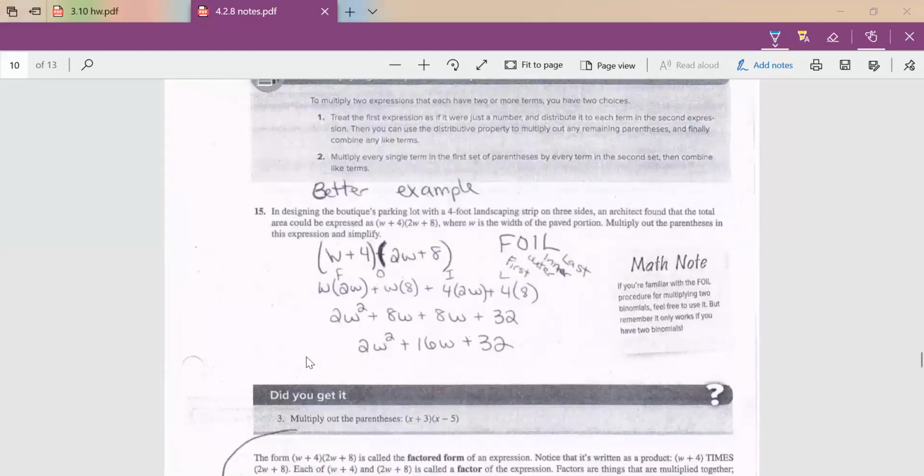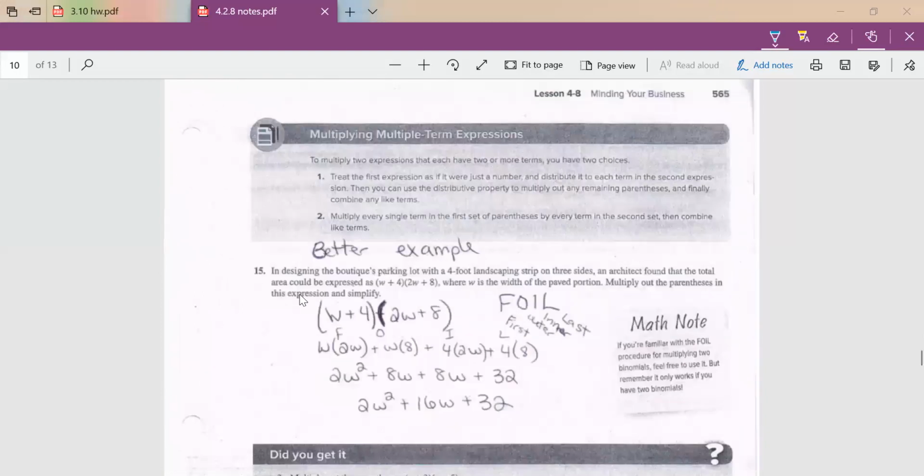Okay, so we're going to come all the way down to page 565, and here are some better examples that we can do. So first thing is, when you're multiplying 2 expressions that have 2 or more terms, you have 2 choices. 1, treat the first expression as if it was just a number and distribute it to each term in the second expression. Then use the distributive property to multiply out the remaining parentheses and finally combine all like terms. Or, I think 2 is a little bit easier, multiply every single term in the first set of parentheses by every term in the second set and then combine.